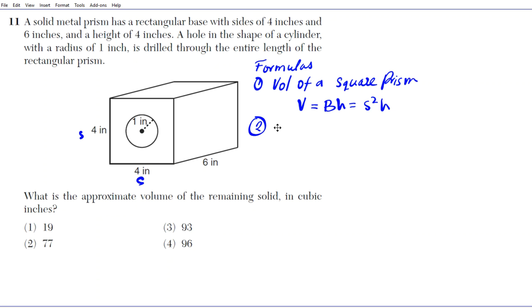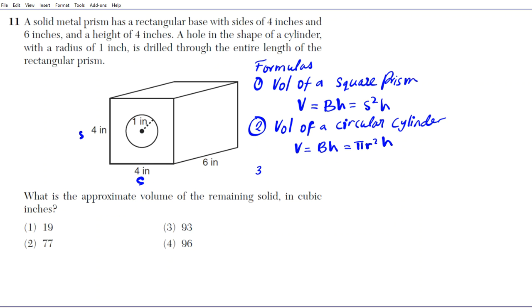Formula number 2 is the volume of a circular cylinder, or just a cylinder, or a circular prism. The volume is going to be area of the base times height, and the area of the base of the cylinder is a circle, so the area of a circle is pi r squared, and then we just multiply that by the height.